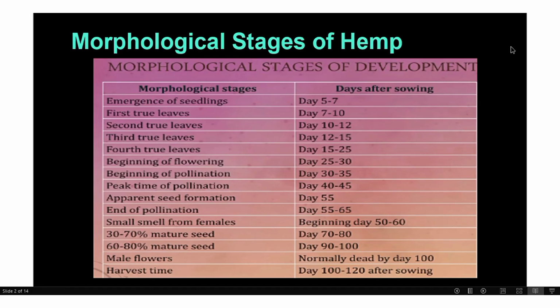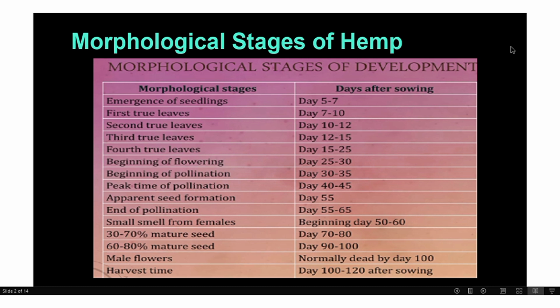We will discuss the hemp fiber and its morphological stages, and second we will discuss the chemical composition of hemp fiber, and then we will also discuss the characteristics of hemp fiber, and in the end we will also discuss the manufacturing process of the hemp fiber.